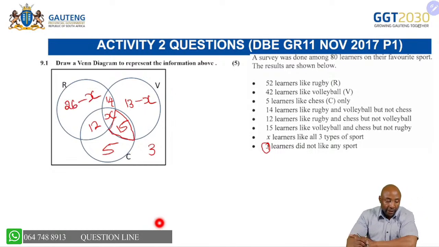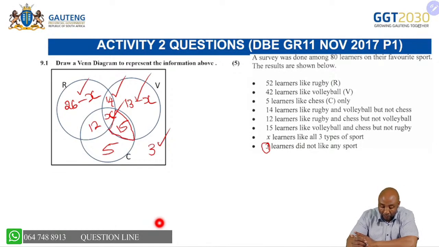The question was 5 marks. So you will get your mark for the 3, your X, the 12, 15, and 14, 1 mark, and then the 26 minus X and the 13 minus X there. We get our 5 marks. We are done with the Venn diagram.